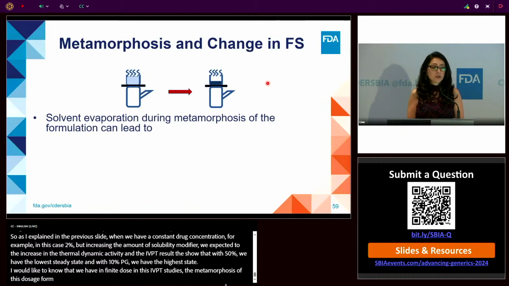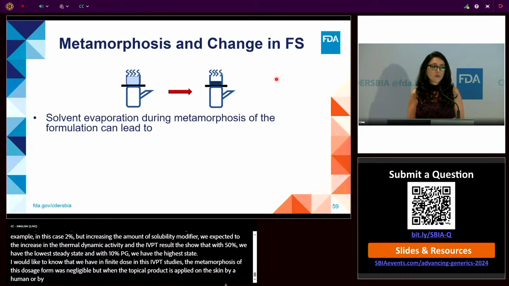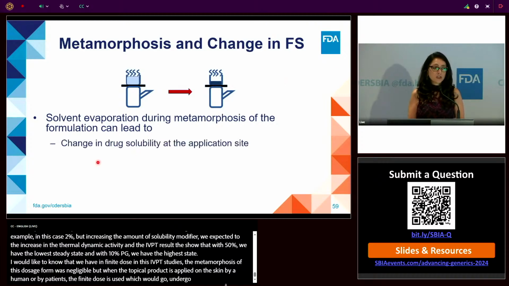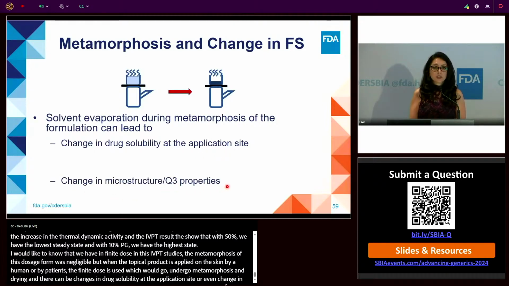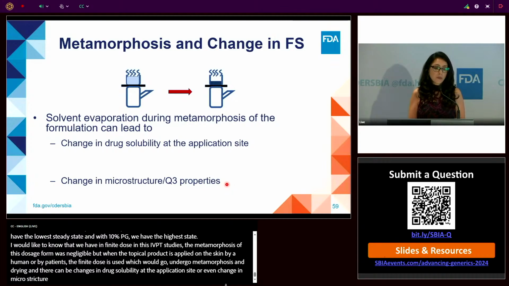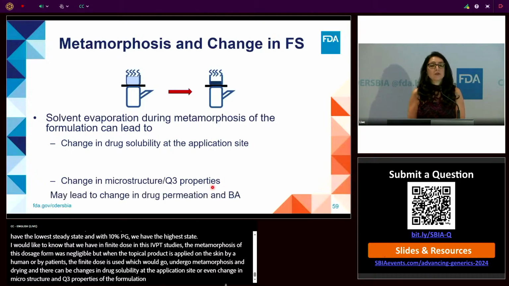when the topical product is actually applied on the skin by patients, a finite dose is used, which undergoes metamorphosis and drying, and following solvent evaporation, there may be changes in drug solubility at the application site, or even change in microstructure and Q3 properties, for example, change in rheological properties of the formulation as it dries, and all of them may lead to change in drug permeation and bioavailability.